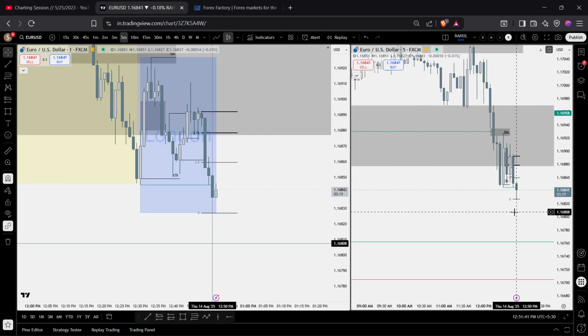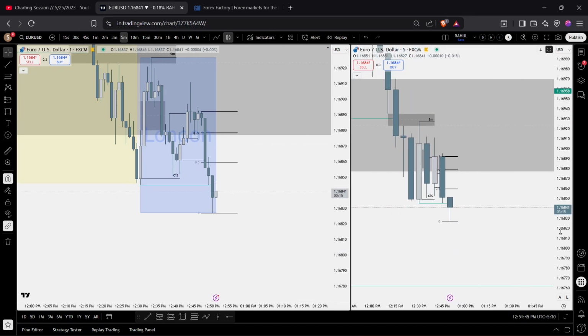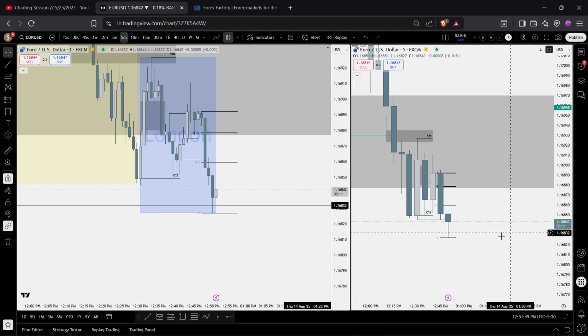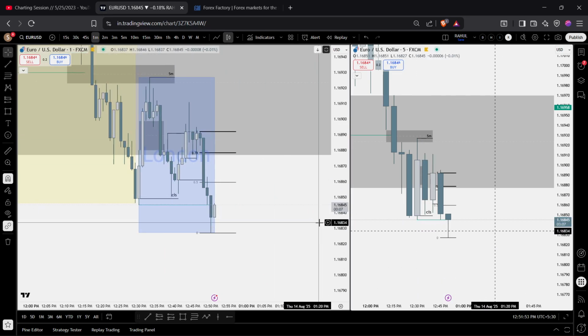The 5 minute is rejecting. This can also be the manipulation to initially go higher. Consider accumulation, manipulation, distribution. So I can change my bias if the market goes and gives us a CISD in the opposite direction. Let's see the 5 minute close.